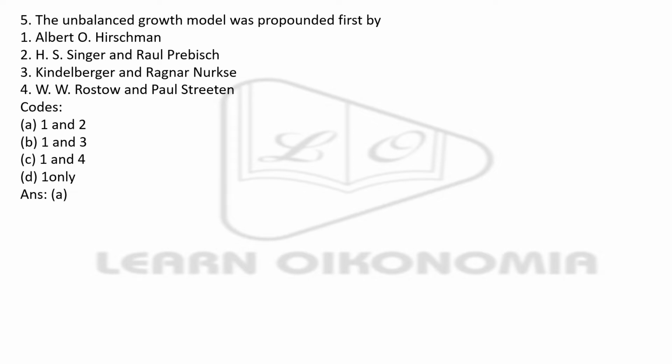Okay, so you have to see the right option. The right answer is option A, that is 1 and 2. That is Hirschman as well as Singer and Prebisch included when it comes to the unbalanced growth theory. Rostow, Streeten, as well as Kindleberger and Rachmaninoff are also included. They have also propounded certain theories when it comes to development economics.